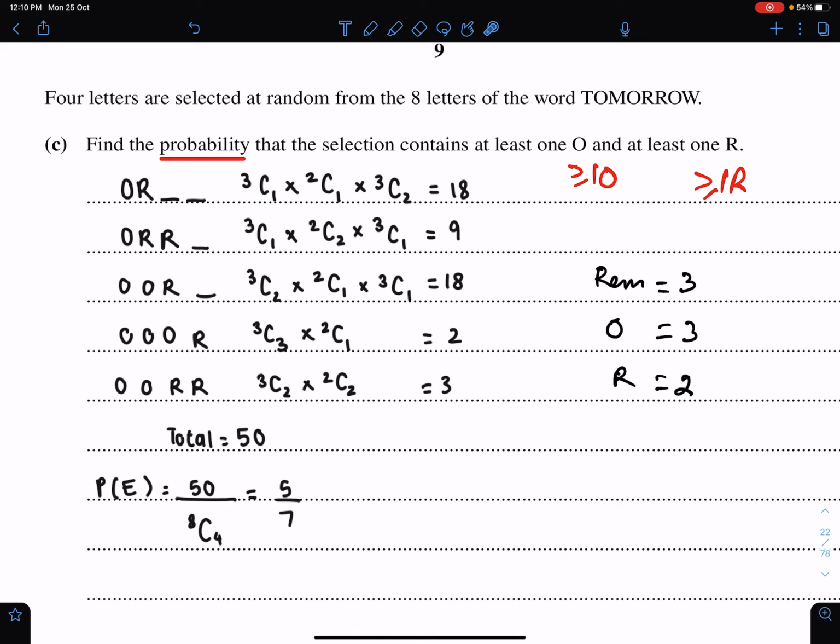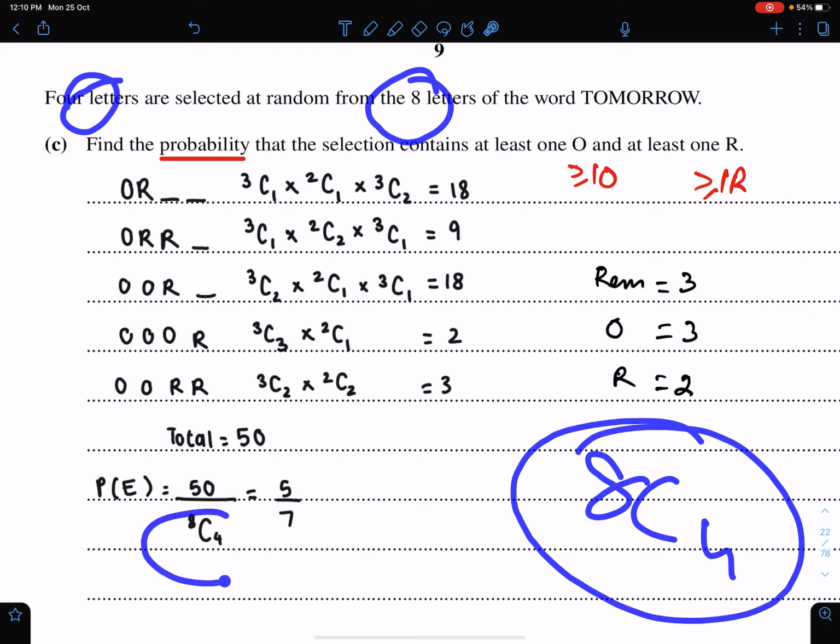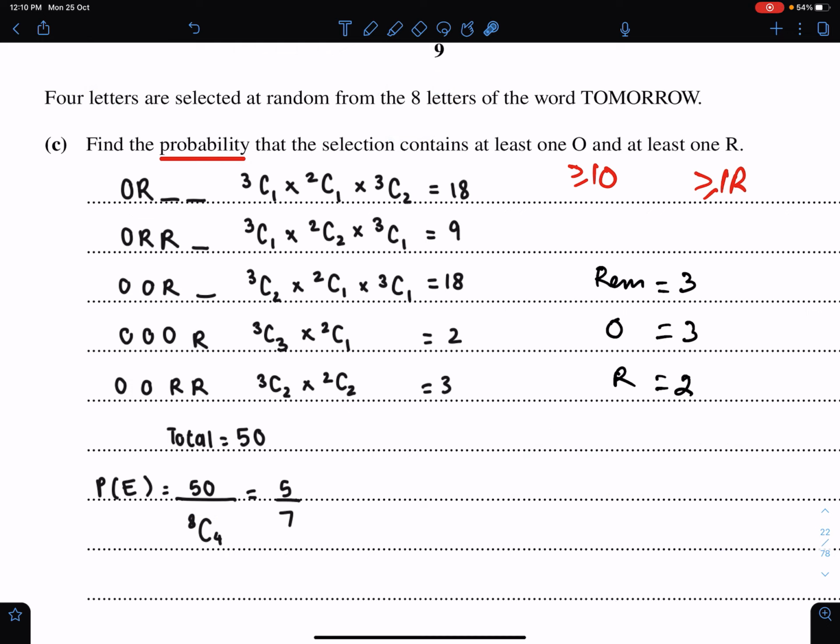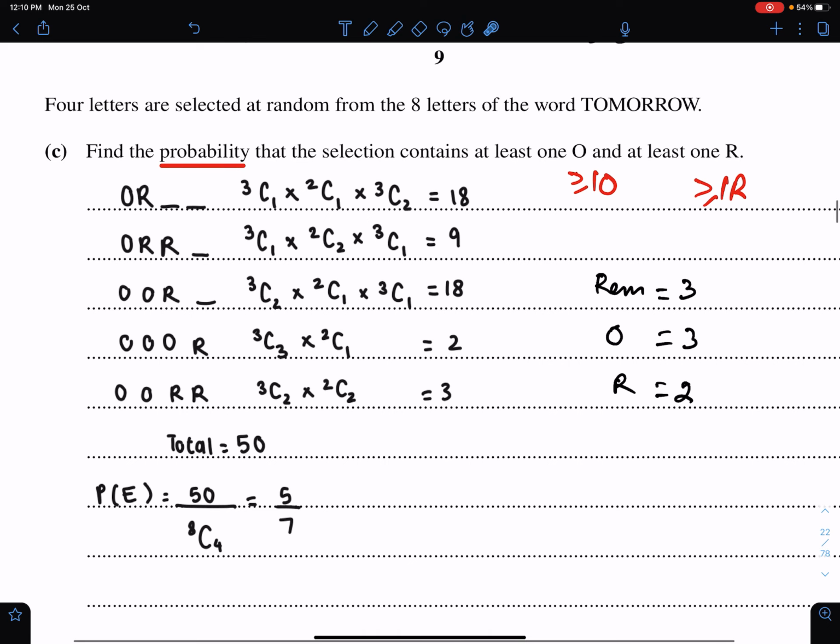Now, how will you get total? You need 4 letters from 8. So you have to use 8C4 here. So probability of this requirement is 50 upon 8C4, which is 5 upon 7. So we use combinations for the selections of identical objects only in probability.